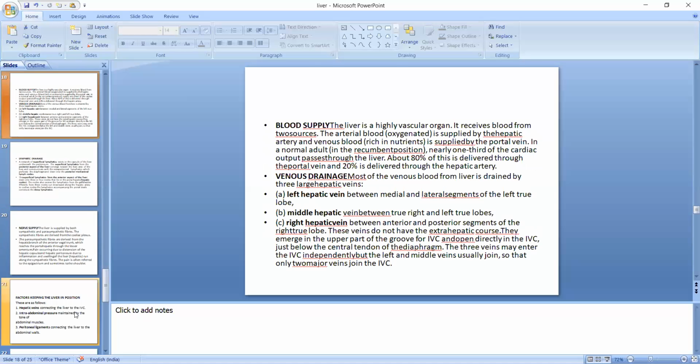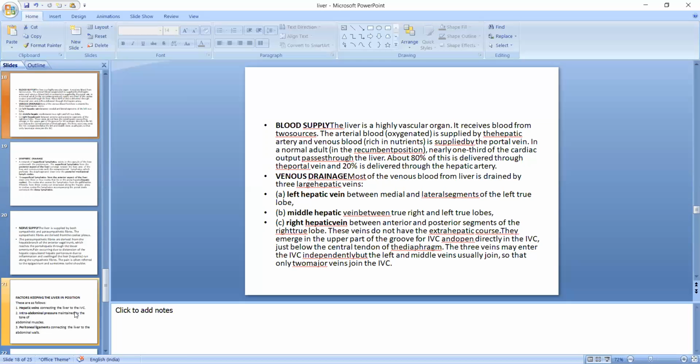Now we will discuss the blood supply of this highly vascular organ, that is the liver. The liver is a highly vascular organ because its blood supply is abundant. It receives blood from two sources. The arterial blood, that is the oxygenated blood, is supplied by the hepatic artery, and the venous blood, which is rich in nutrients, is supplied by the portal vein.